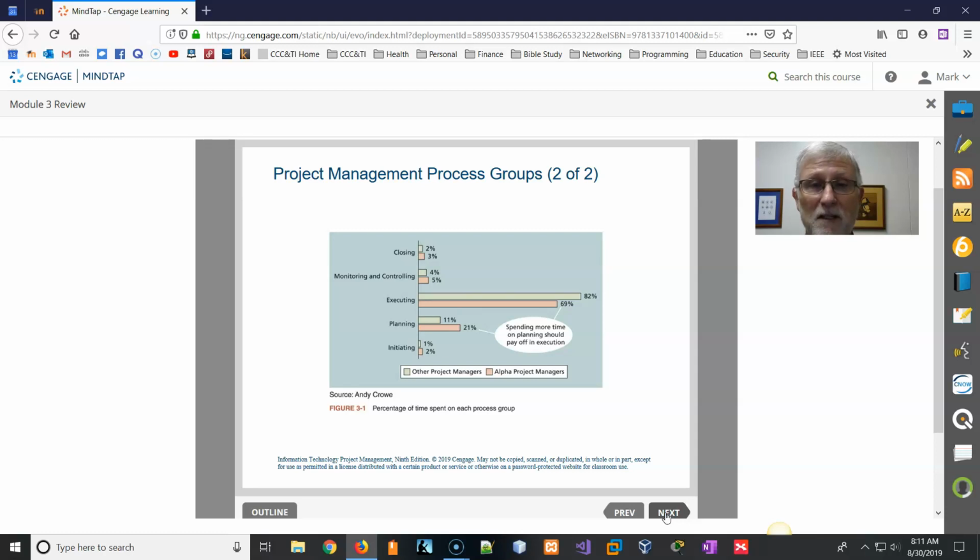Now, the percentage of time that's used in each of these processes varies. As you can tell, closing, monitoring, and initiating are probably the low runners as far as overall time. Most of the time is going to be spent executing your project. But if you notice the chart that the author's got here, the more time you spend planning, the better the execution goes. So sometimes it's easy to want to rush in and do something, but sometimes just taking a step back, planning it out, making sure you know what you're getting into, and laying out a course, and then working that plan, executing the project becomes so much easier.